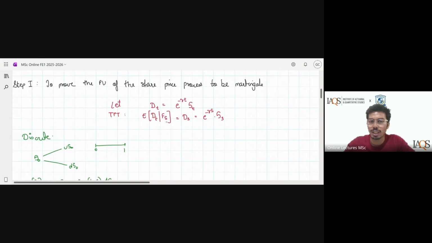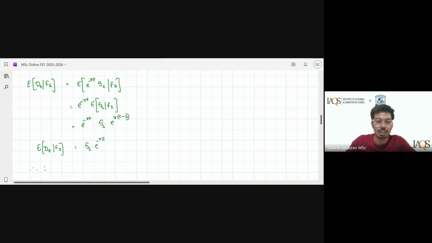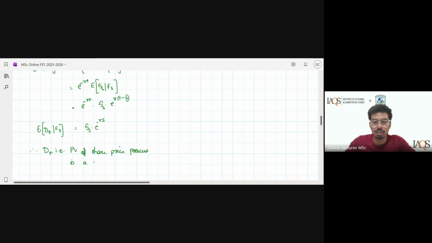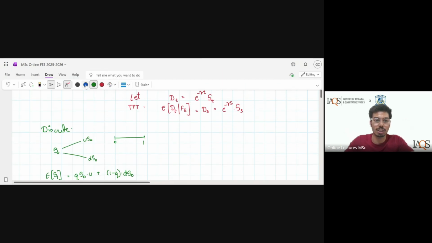What did I have to prove? Expectation of DT given FS is equal to SS into e raised to minus rS. Therefore, can I say under the discrete case, I proved the first thing, that DT, i.e. the present value of the share price process, is a martingale. Any doubts, anyone over here? Same concept. It's just that we are applying it onto a different thing, the present value of the share price process. Let me do it for the continuous case as well. Then you all can copy it together.